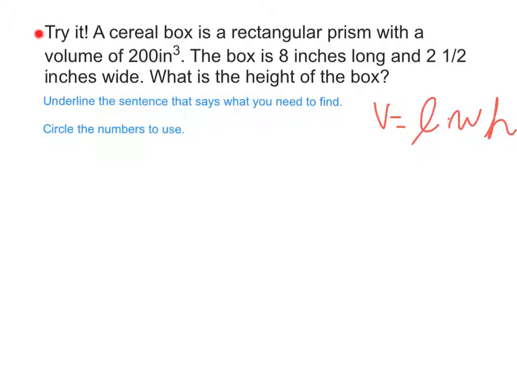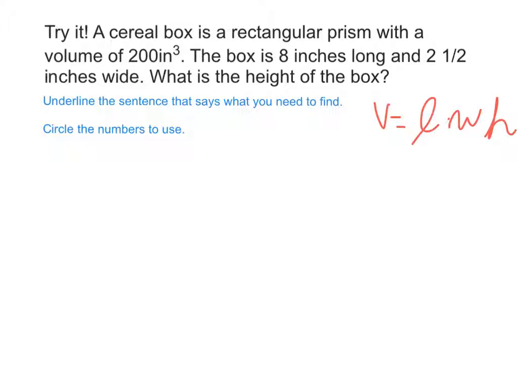So first of all, copy the sentence into your notebook. Then you're going to underline the sentence that says what you need to find. Circle the numbers to use, and then plug things back into your formula and solve to find what it's asking you. Go ahead and try it on your own. I'm pretty sure you guys can do this. I bet you can. Go ahead and solve.